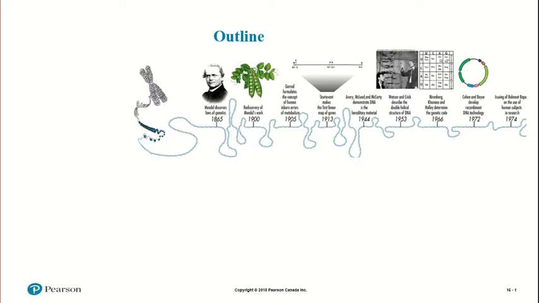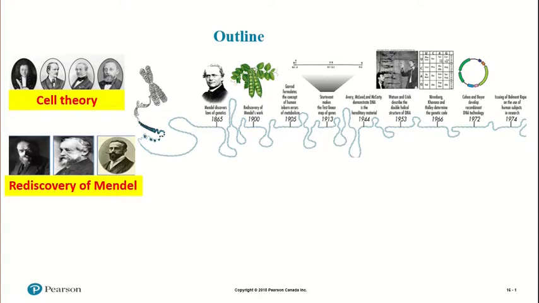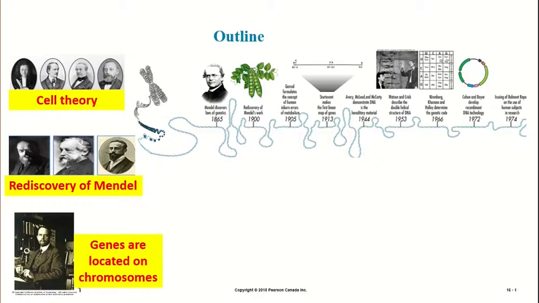Today we're going to talk about the rapid development of genetics in the early 20th century. I just remind you that we talked about the cell theory in the previous class. A few classes before, we talked about the discovery of Mendel, and also the work of Thomas Morgan locating the genes on the chromosomes. These discoveries led to a rapid development in genetics, and we're going to talk about a few of those discoveries.